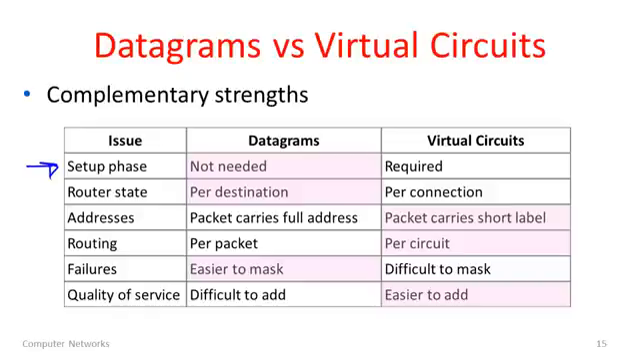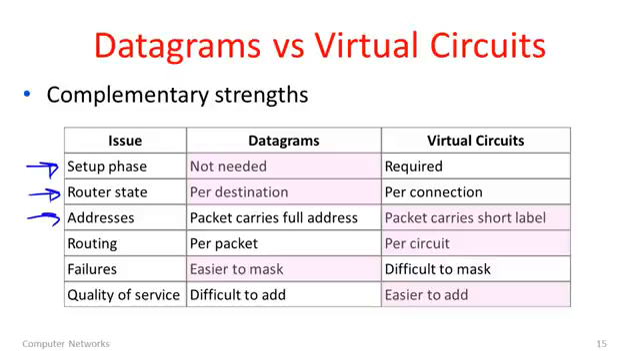First issue, a setup phase. Well, for datagrams, a setup is not needed. You just make your datagram packet, throw it into the network whenever you like. On the other hand, for virtual circuits, a connection setup is required. Router state. What do routers need to remember? Well, with datagrams, they just need their table of how to get to different destinations. With virtual circuits, they actually need to remember more. For every different circuit or connection through the router, they need to remember what to do about it. So you might have a lot of different circuits ongoing at the same time.